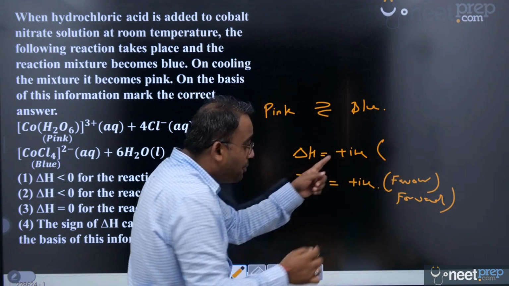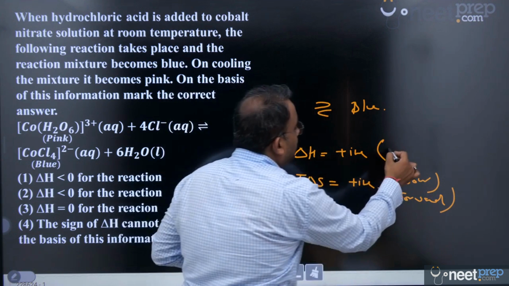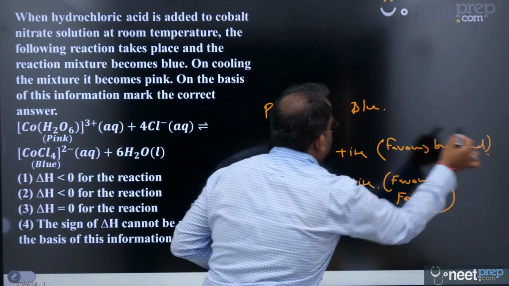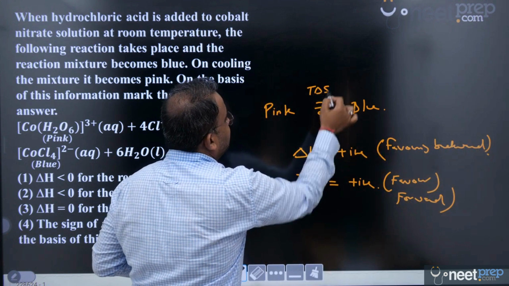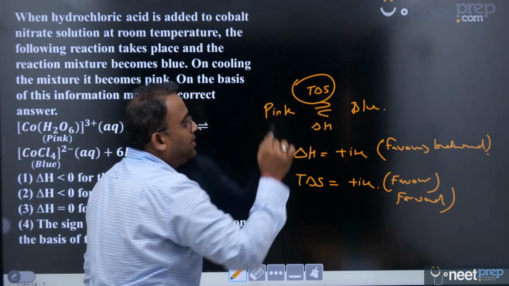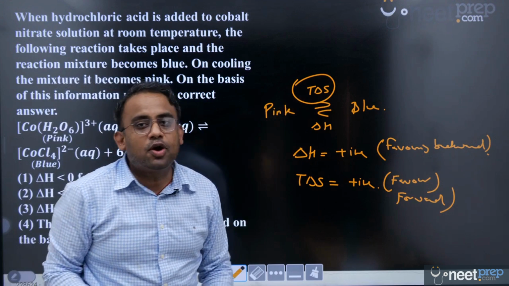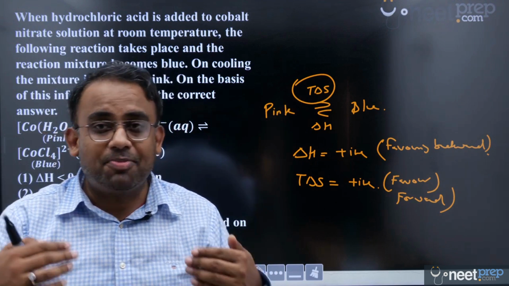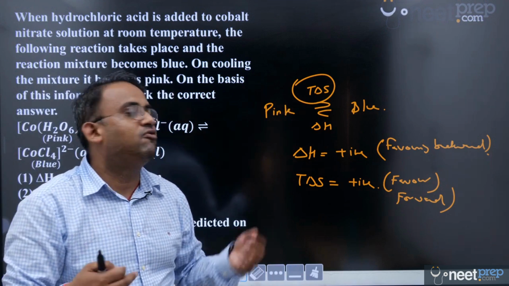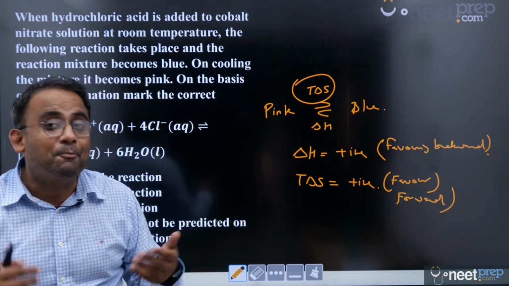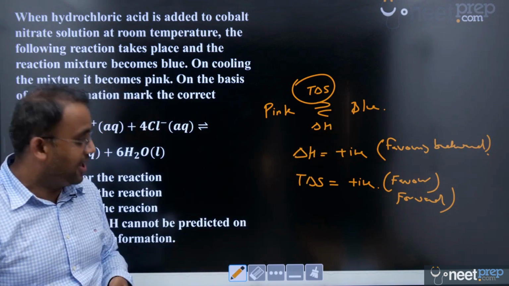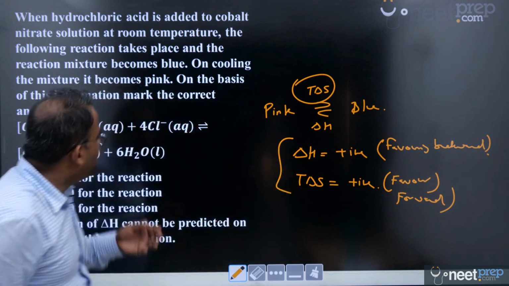It is opposing forward, favoring backward. So let me put it this way. T delta S here, delta H here. If I decrease the magnitude of the temperature, the magnitude of the factor that is favoring the forward process will decrease, which means that equilibrium will shift in the backward direction. And of course, from blue we will be getting pink color. So this condition satisfies this problem.